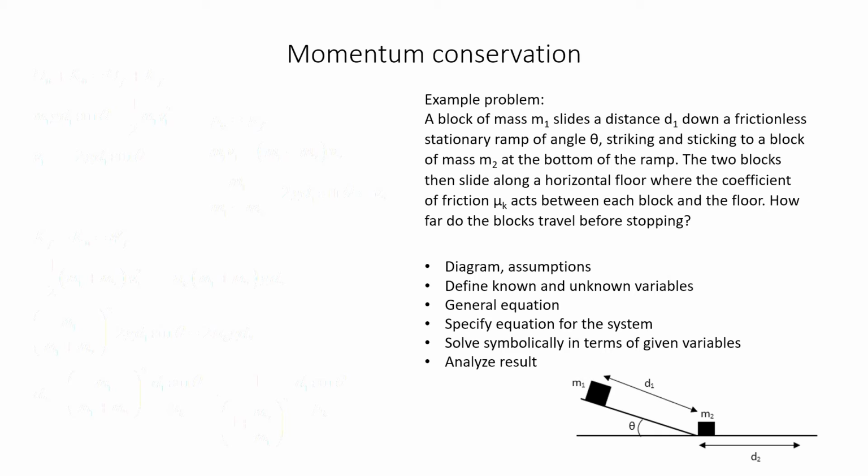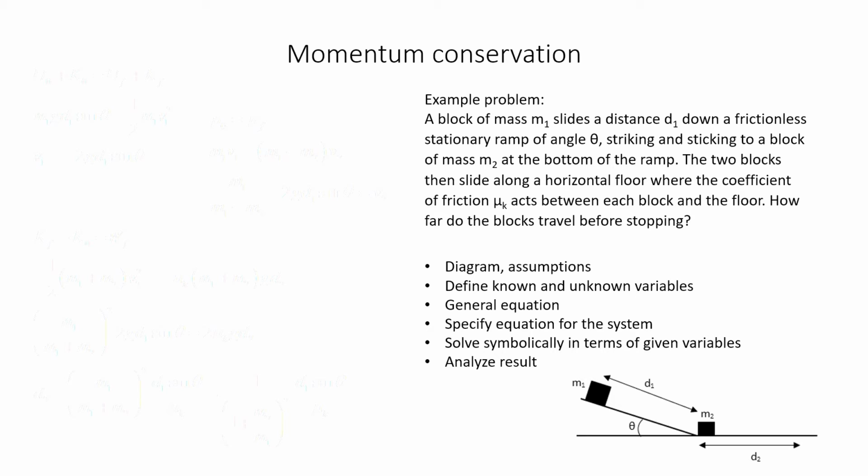All right, let's do another more complicated problem. Here we have a block of mass m1 sliding a distance d1 down a frictionless stationary ramp of angle theta. It strikes and sticks to a block of mass m2 at the bottom of the ramp. The two blocks then slide along the horizontal floor, with a coefficient of friction mu k acting between each block and the floor. How far do the blocks travel before stopping?